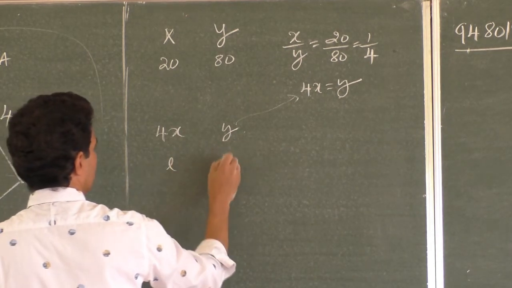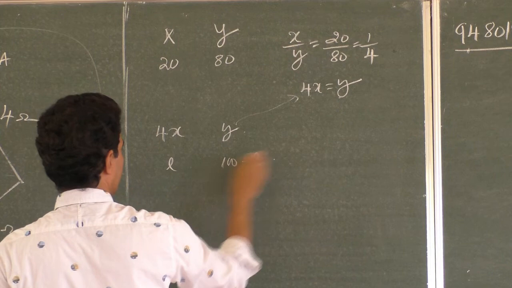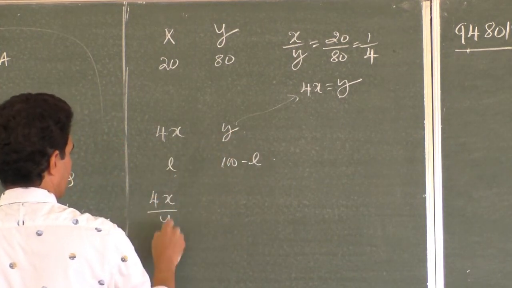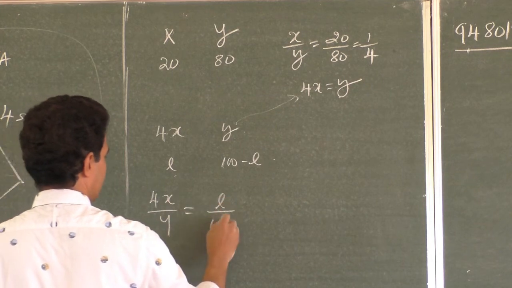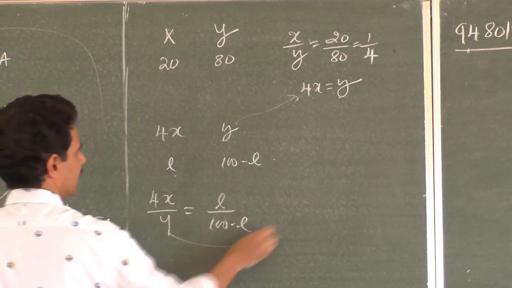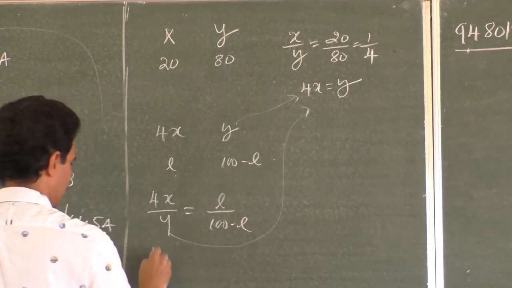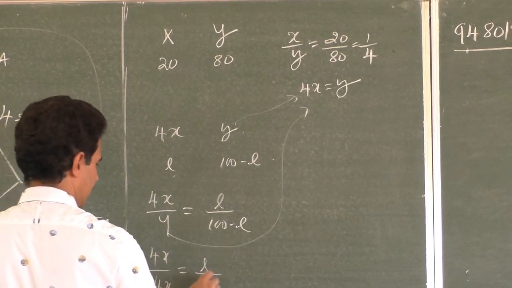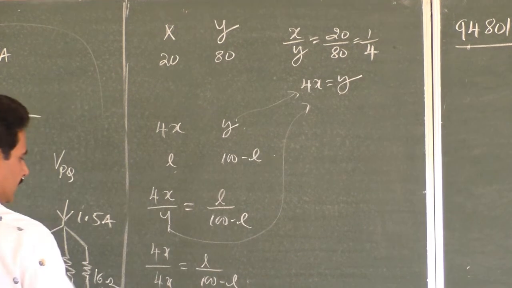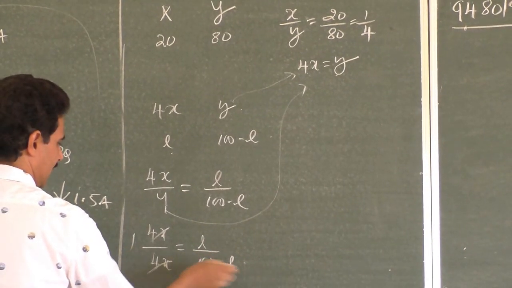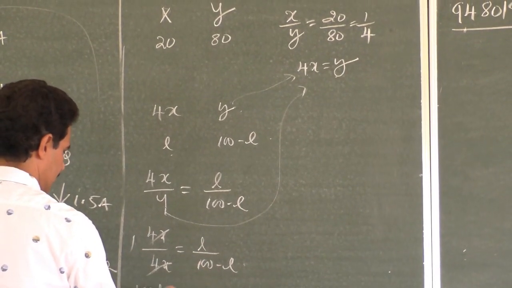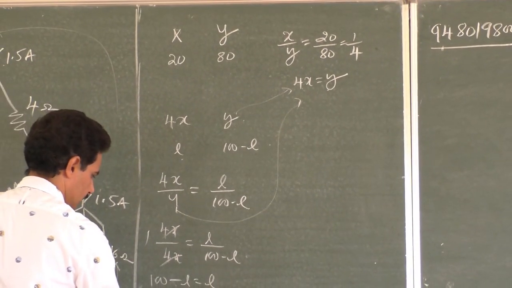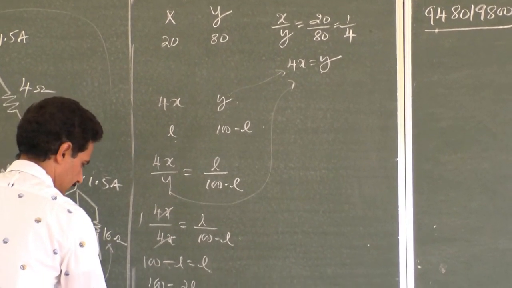So L and 100 minus L. I don't know what is L. So divide them. 4x by y is equal to L by 100 minus L. What is y? Take y as 4x. 4x by 4x is equal to L by 100 minus L. And of course this is 1. Then you can continue. 100 minus L is equal to L. 100 is equal to 2L. Minus L becomes plus L. L is equal to 50.